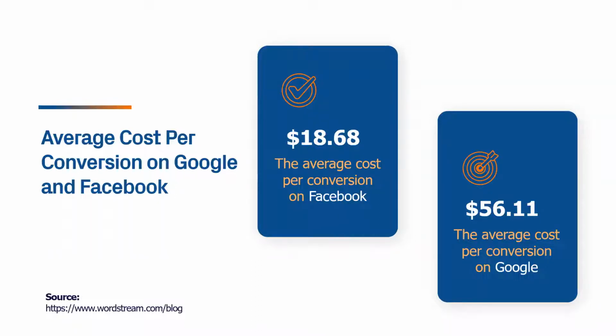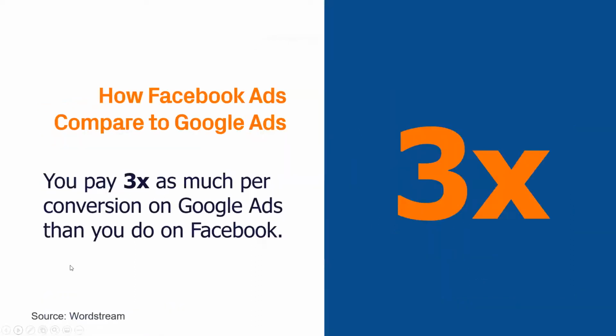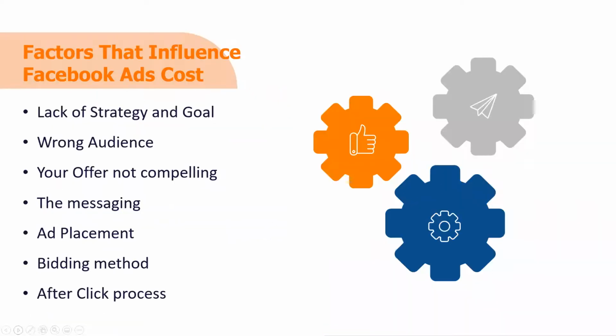You can have less as well. However, it depends. The average was $18.68 per conversion. And they compared that with the average cost per conversion on Google advertising, which is $56.11. I'm not saying Google Ads is not a good way to go. It should be part of your marketing strategy. However, from a cost point of view, Facebook is three times cheaper. You have to pay three times as much per conversion if you're using Google advertising. So I believe it is still the cheapest platform to advertise.